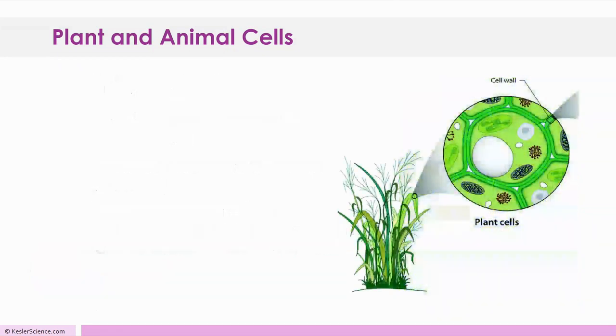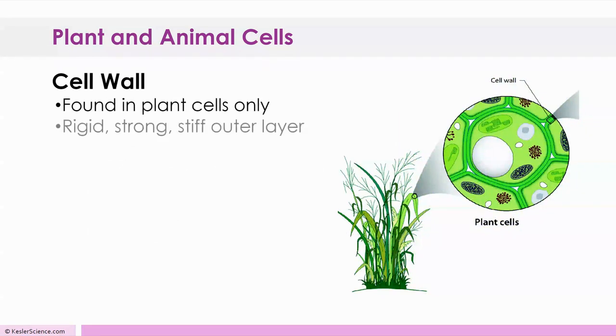Here we have the cell wall again. So we said plant cells have large vacuoles, they have chloroplasts, and they have a cell wall to give them structure, kind of like a cardboard outside the cell to help them grow strong.